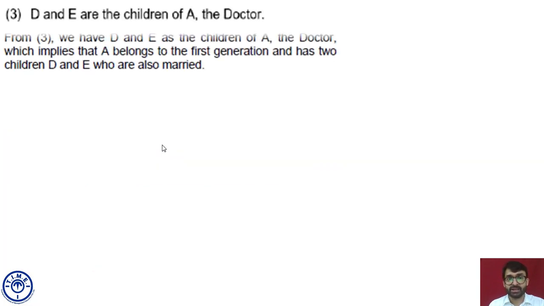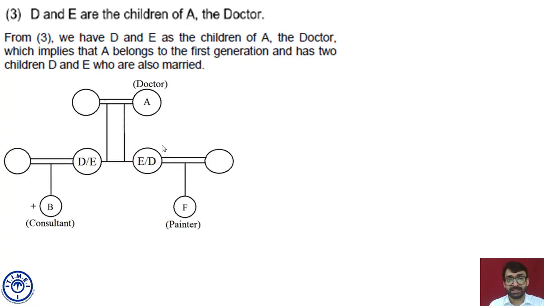D and E are the children of A. That means the second generation is having a situation of siblings, and D and E are the children of A. That means D and E are the parents of B and F. I don't know the order, but definitely I'm sure D and E are siblings and they have to be children of A. So D and E have to be the parents of B and F. I hope this is okay. And D and E are also married because I need to have three couples. Let's move ahead.